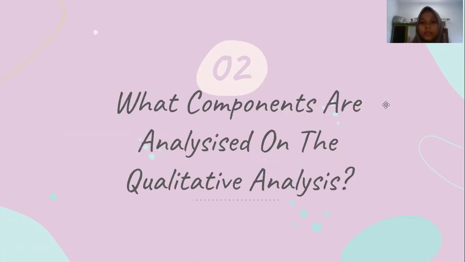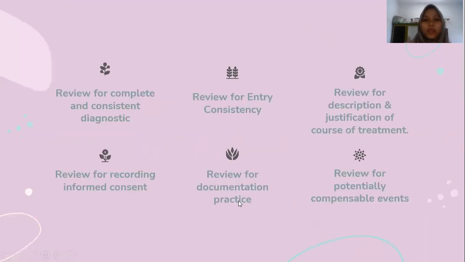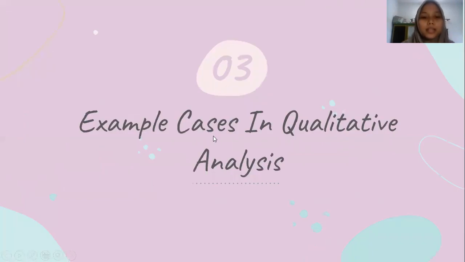What components are analyzed on the qualitative analysis? 1. Review for complete and consistent diagnostic. 2. Review for entry consistency. 3. Review for description and justification of course of treatment. 4. Review for recording informed consent. 5. Review for documentation practice. And then review for potentially compensable events. Example cases in qualitative analysis.